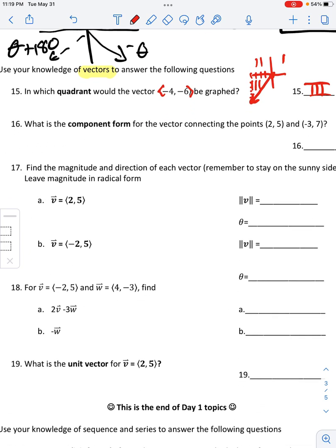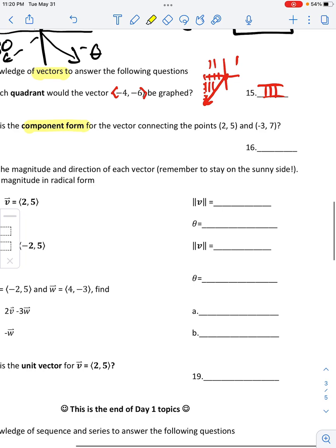Okie doke. Here I have to get it into component form. Keep in mind what that's asking you to do is go from 0.25, so 1, 2, 3, 4, 5, to this. This is your start, this is your finish. So I'm going to negative 1, 2, 3, up 1, 2, 3, 4, 5, 6, 7. So my vector is going to go like that. Maybe not have that big of a blobby end, but okay.